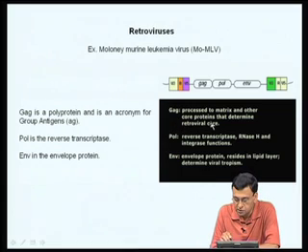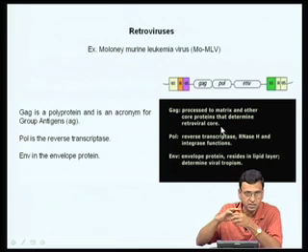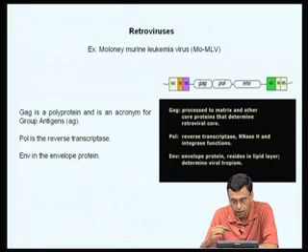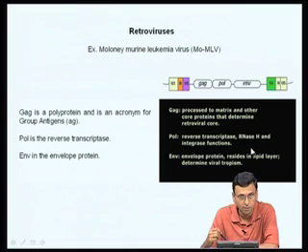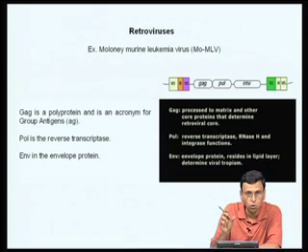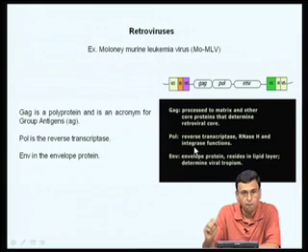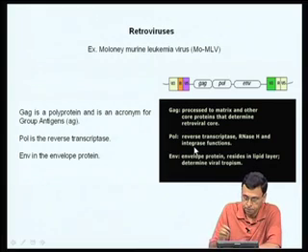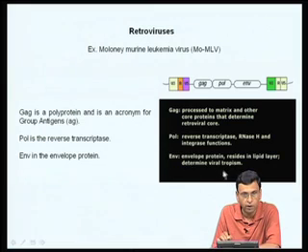So the GAG is processed to matrix and other core proteins that determine the retroviral core. This forms the surface proteins of the retrovirus. The POL actually contains reverse transcriptase, RNase as well as an integrase, because once retroviruses infect mammalian cells, the retroviral genome integrates into the host chromosome, for which you require the integrase function of the polymerase. The envelope protein actually resides in the lipid bilayer and determines the viral tropism.